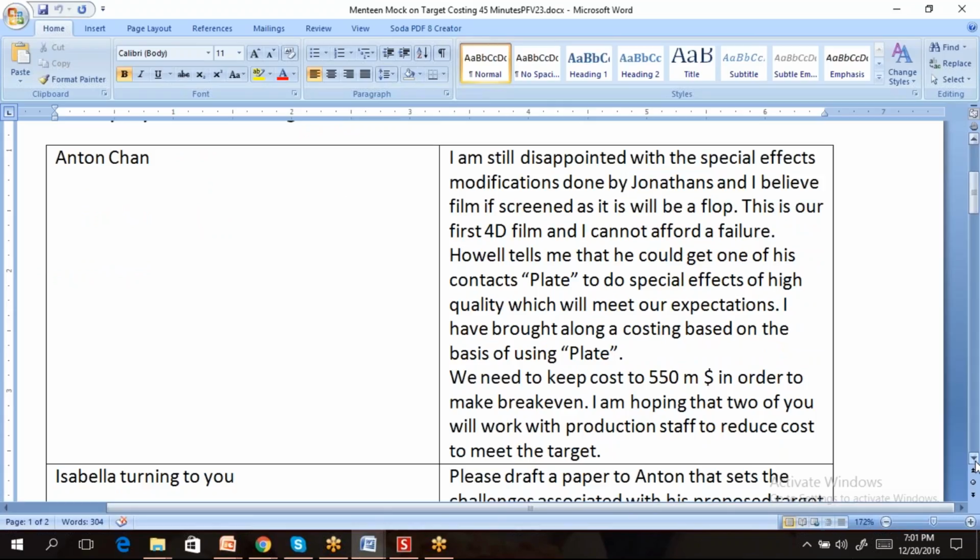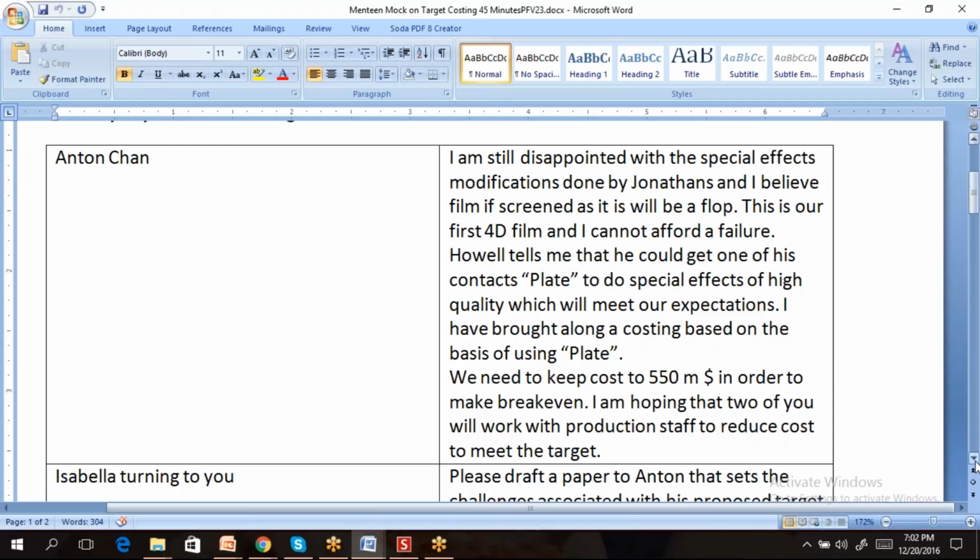We need to keep cost to 550 million in order to break even. Now this is what I call the target cost. In order to break even, not even to make a profit, just to ensure that we don't make a loss, we have to keep the cost at 550. This is where we're talking about just the marginal cost, isn't it? Yeah, that's correct. This is just to break even, not even to make a profit. But to break even, we need to keep it at 550.